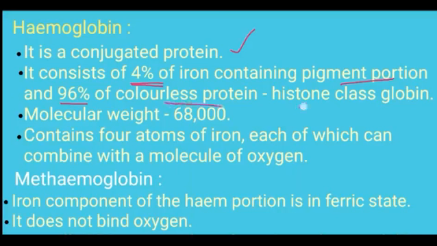is a histone class protein, that is called globin, and the molecular weight of hemoglobin is about 68,000, and the hemoglobin contains 4 atoms of iron, and each iron can combine with a molecule of oxygen. Thus a single hemoglobin can carry 4 molecules of oxygen.